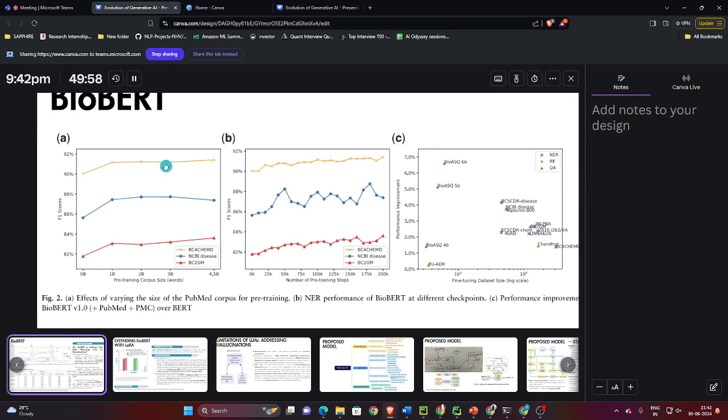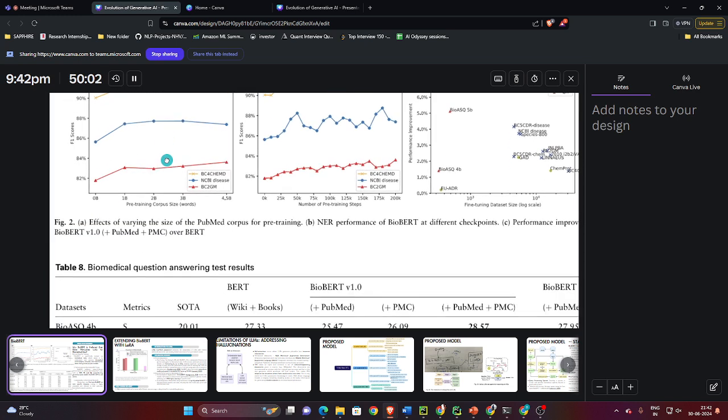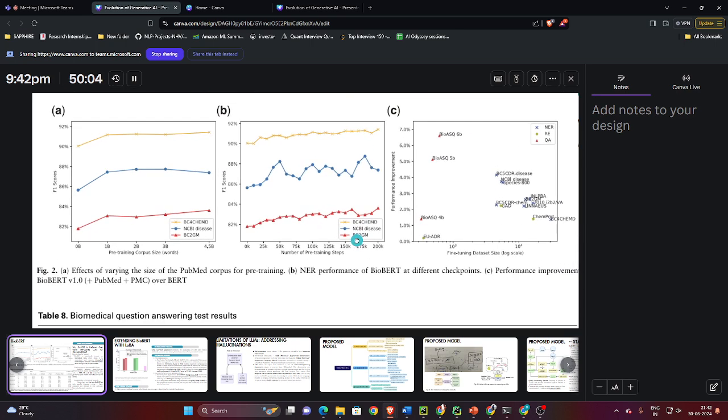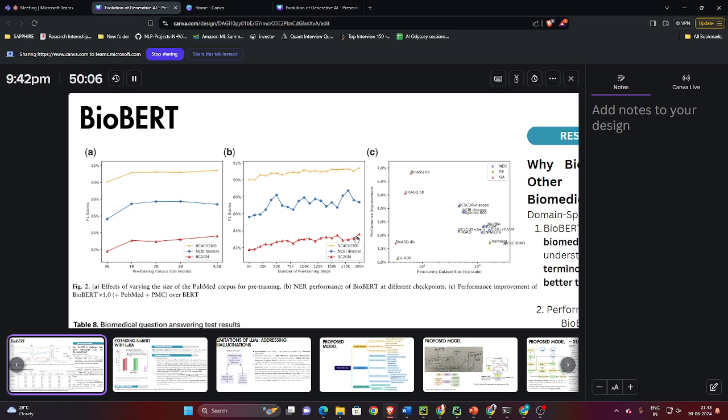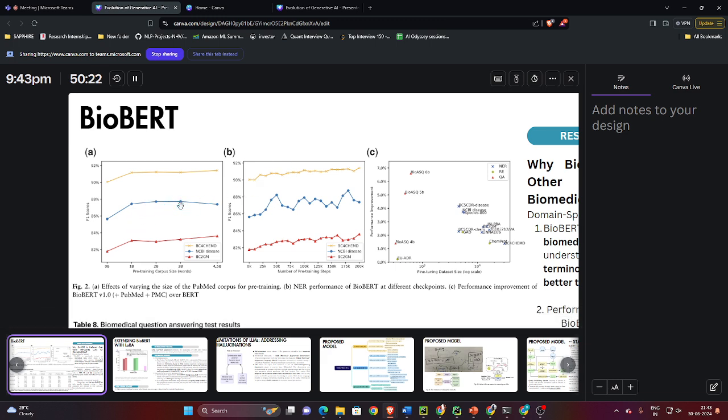The graphs that we see over here show the difference between 1.0 and 1.1, and what happens if we increase the dataset, the number of pre-training steps, the pre-training size, and after fine tuning, how does this graph look and how does it go? This essentially shows the variance.